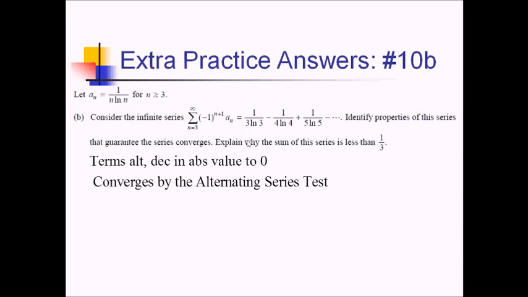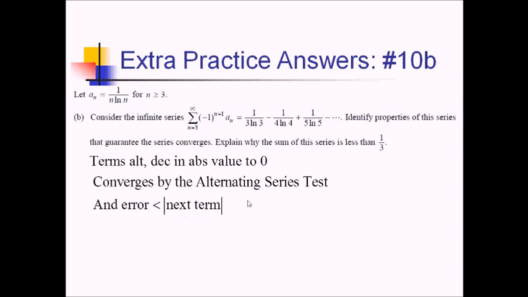Next part of the question, explain why the sum of this series is less than 1/3. So the key on this is that it's an alternating series. The same conditions that guarantee this converges by the alternating series test also guarantee, by the alternating series bound, that the error is going to be less than the absolute value of the next term.